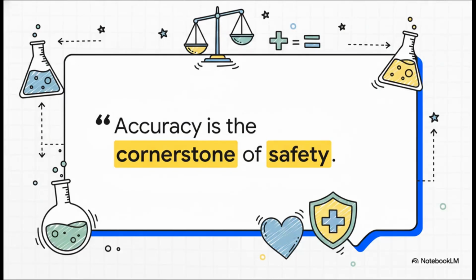Because at the end of the day, it all comes down to this: the right dose, the right way, for the right patient. Every single calculation is about living up to the trust our patients have in us. A reliable method like this isn't about passing a test. It's about protecting our patients. Because in our world, accuracy isn't just a goal. It's the absolute cornerstone of safety.